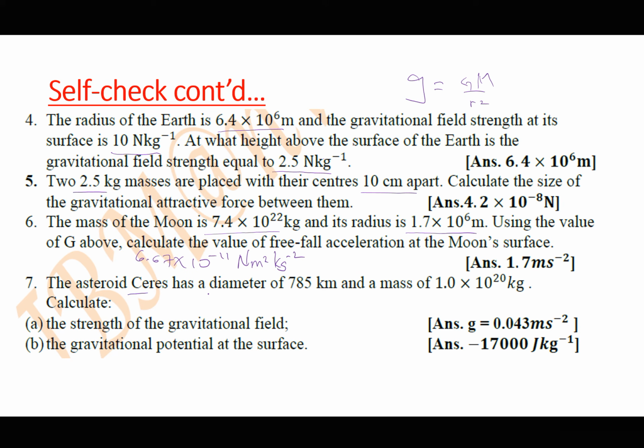The asteroid Ceres has a diameter of 785 kilometers and a mass of 1.0 times 10 power 20 kilograms. Calculate the field strength and the gravitational potential at the surface. So that is self-check. I think that is enough for self-check number 5. I beg to stop here for now, and I hope this sounds to be helpful.